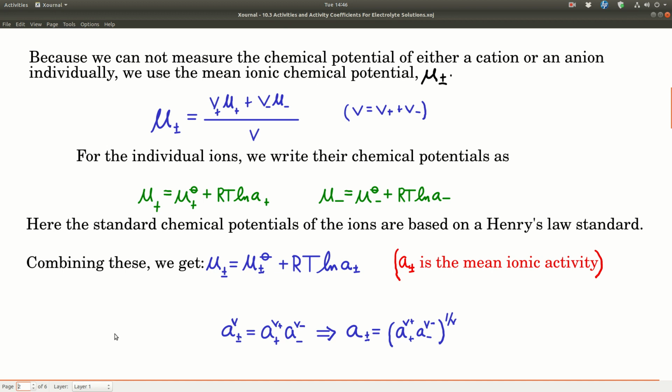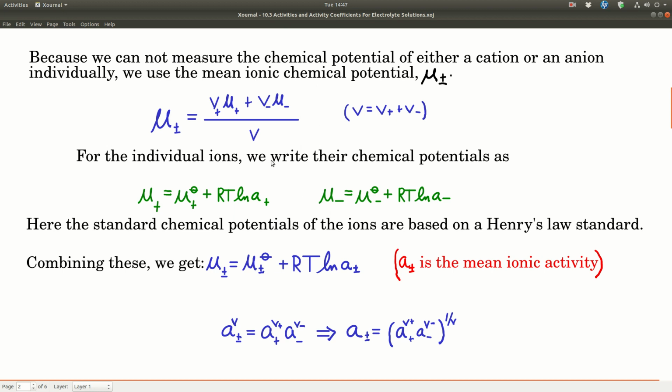So because of that, we define something called the mean ionic chemical potential. Its symbol is the mu with a plus or minus after it, and its definition is equal to the number of cations in the formula times the chemical potential of the cation plus the number of anions in the formula times the chemical potential of the anion, divided by ν, which is the sum of the number of cations and anions. It's a weighted average, really.